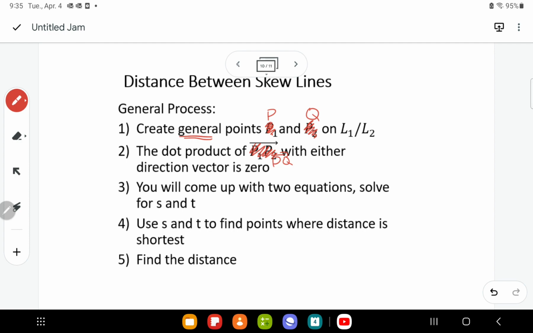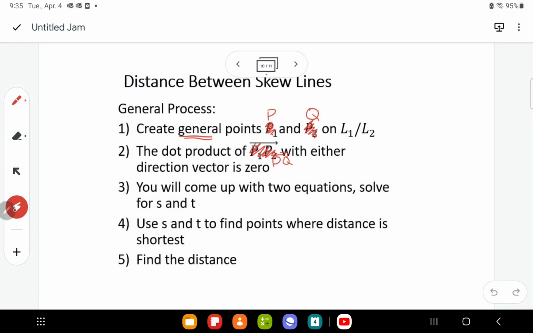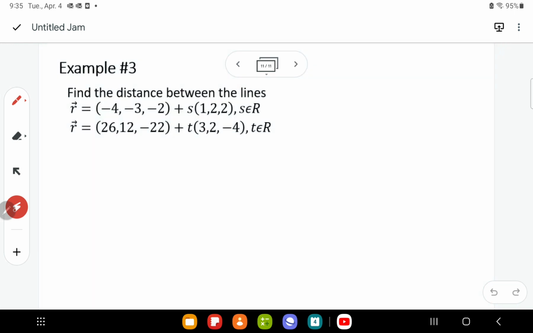This is more complicated. I'm going to take a look back at this example because unlike the previous examples, we only had one. We just had a T. Now we have two parameters. So we're going to have to do a little bit more work to get these. And then once we find those, we've got our P and Q, and we're going to find the distance between them. So let's go through this.